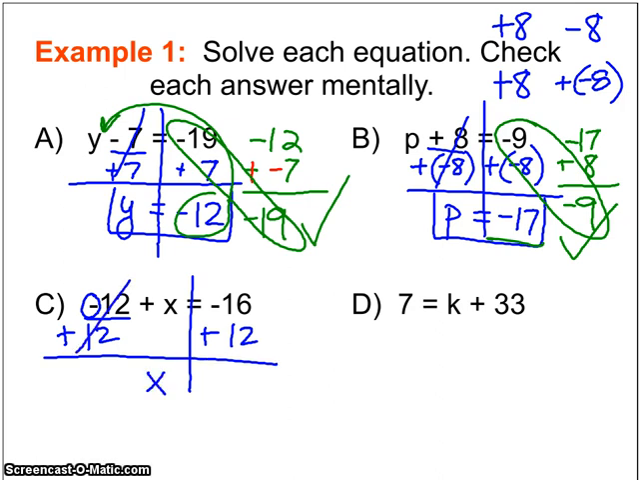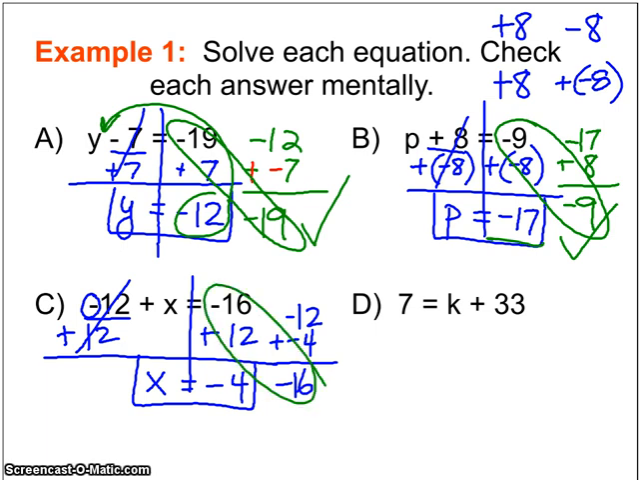On this side, it's all set up with an addition problem. I have more negatives, so my answer is negative, and the signs are different, so I am going to subtract. Panthers, let's plug that back in. We have negative 12 plus negative 4. I have more negatives, the signs are the same, so I add, and again they match up, so check. I am confident that my answer is negative 4.